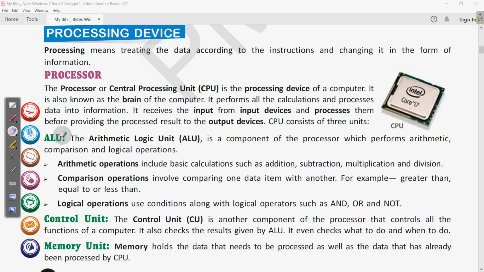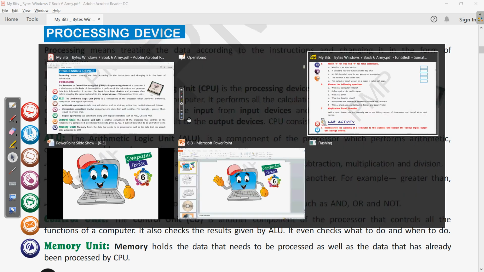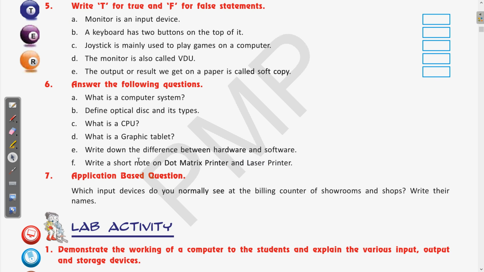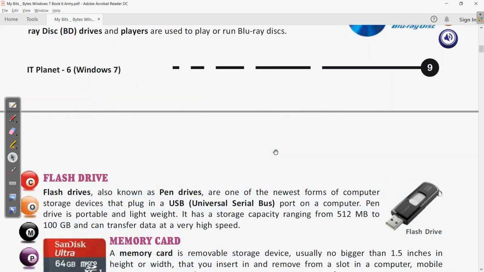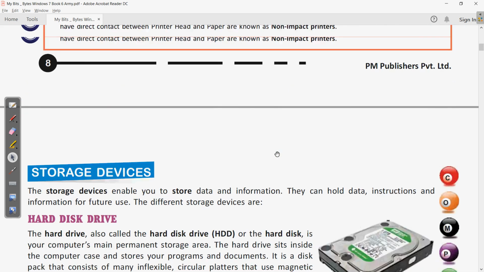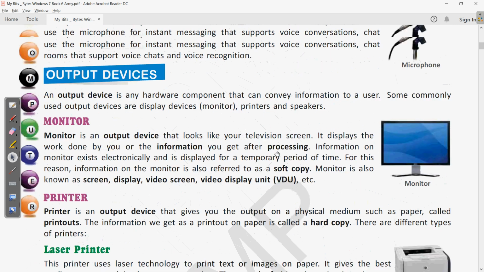Now coming to the next question. Let us see what is the next question. It is here. What is graphic tablet? So let us see the answer of this. The answer of this question is here, it will be a little bit in the input devices. So let us find out what is graphic tablet.